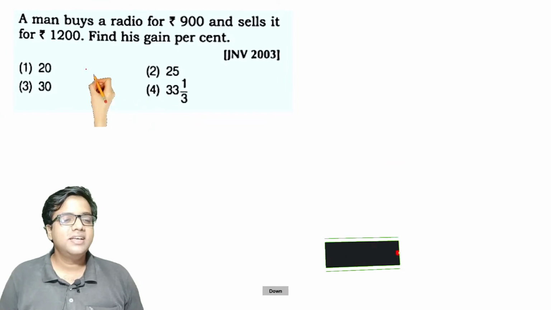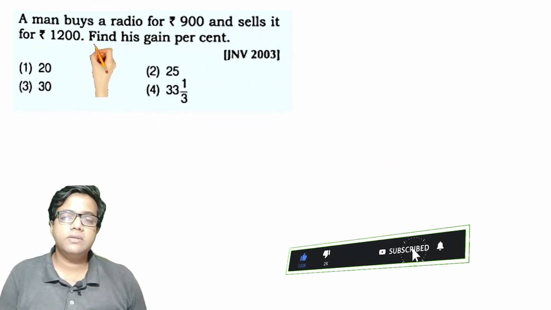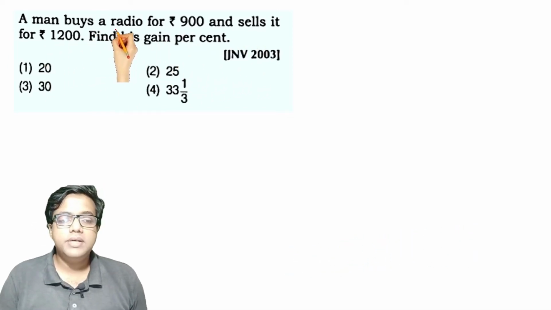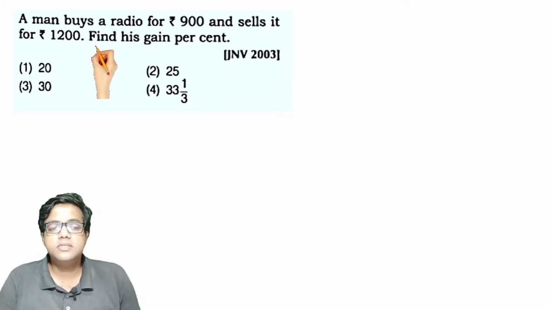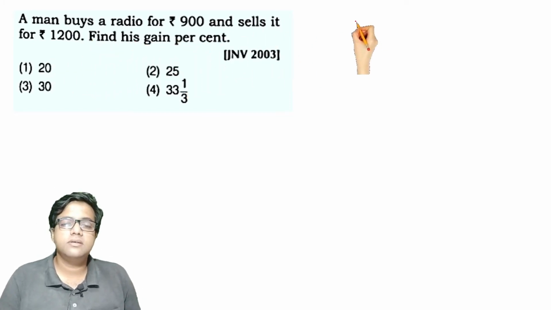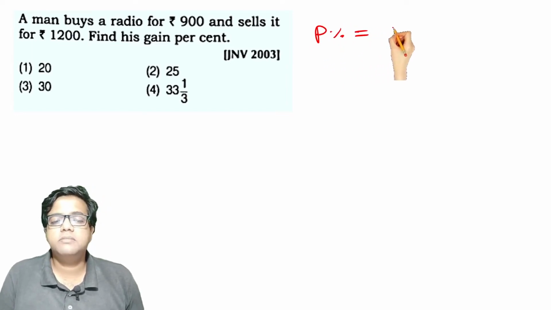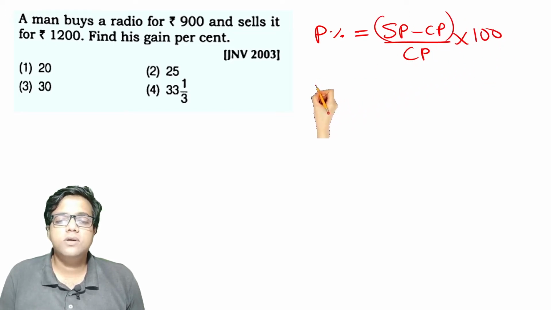Let's move ahead. A man buys a radio for 900 rupees and sells it for 1,200 rupees. Find his gain percent. Okay. They are already asking us to find the profit percent. Gain percent means profit percent. Selling price minus cost price by cost price into 100. This is the formula.